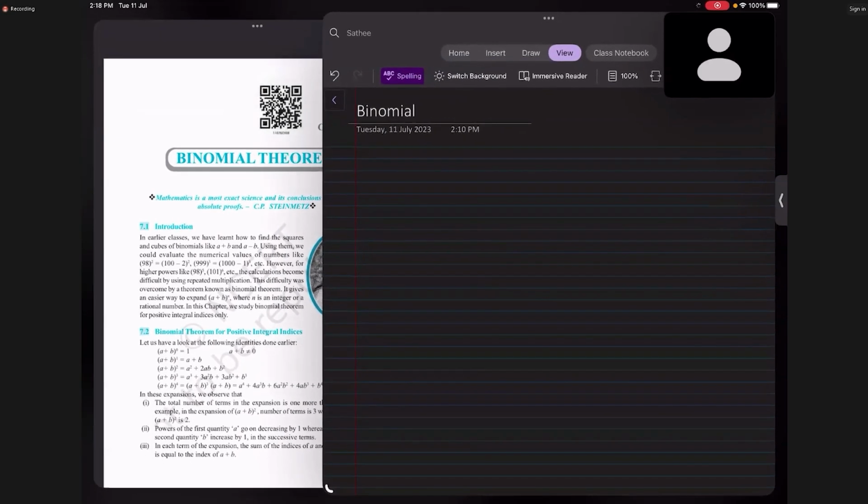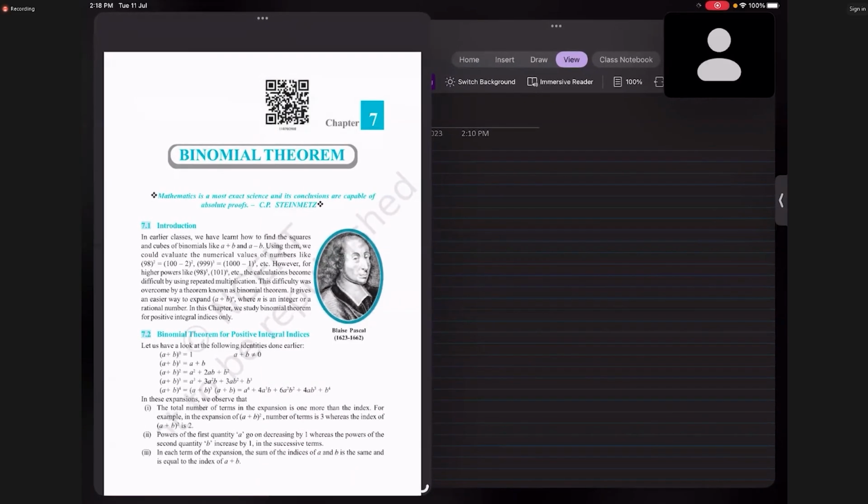Before starting with this chapter, a brief introduction about myself. I cleared my JEE Advanced in 2020 and currently I'm pursuing my electronics and electrical communication undergraduate at IIT Kharagpur. I'm from Lucknow, and today I'll be here to discuss this chapter with you all. Okay, so that's all about myself, and without further delay, we'll get started with this chapter.